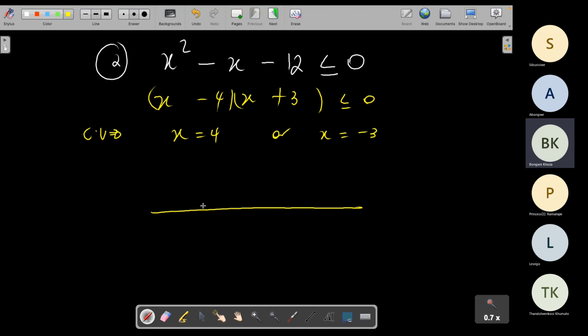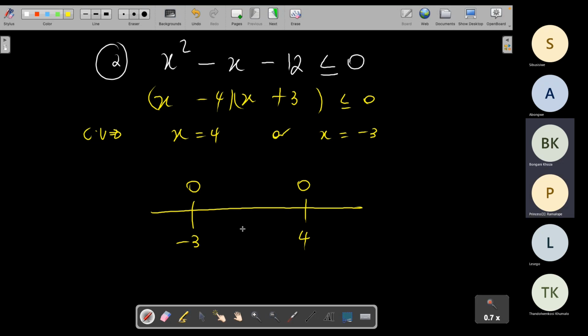All right. So what are we writing on our number line first? We'll get to the signs part. The values that we're supposed to have on our number line, what are those values? It's 4 and -3. So we need to represent our critical values on the number line. So it's -3 this side, it's 4 this side.